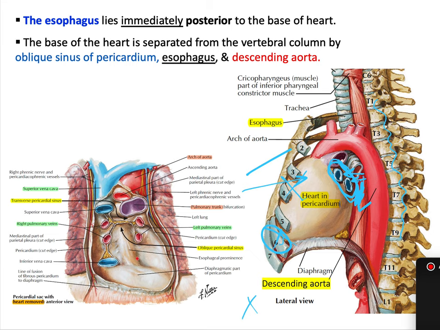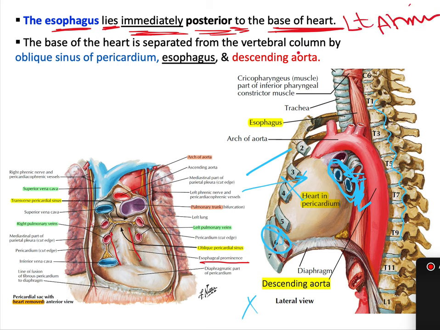So this is the shadow, this is called esophageal prominence. Many people don't know that the esophagus lies immediately posterior to the base of the heart, immediately posterior to the left atrium. It's important, yes, it's important. Keep it in your mind.